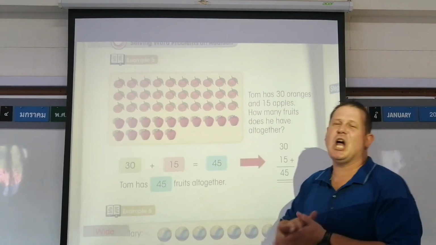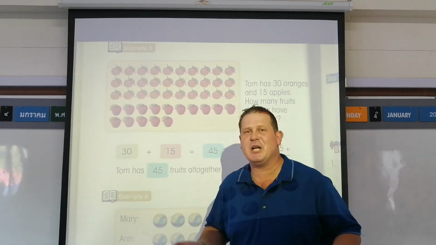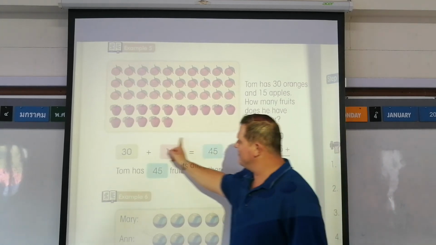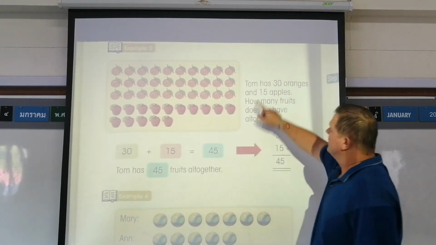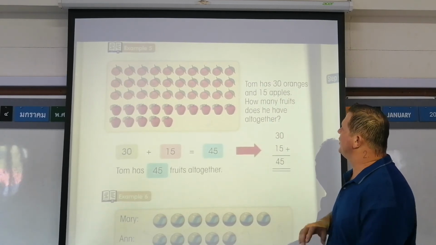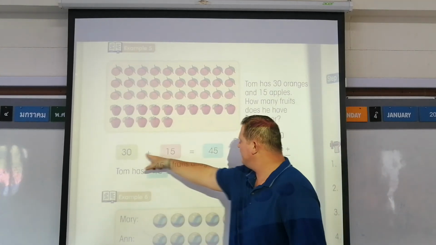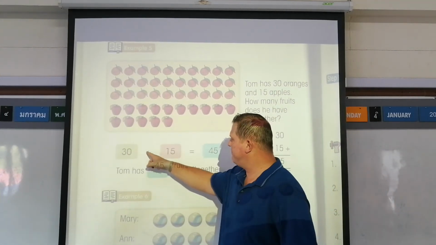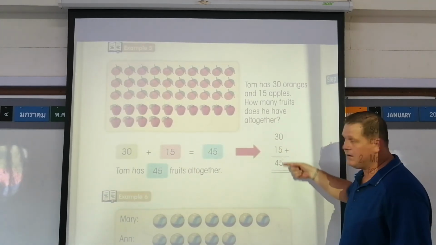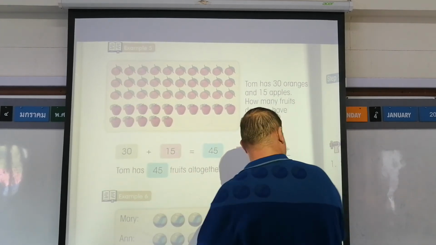Guys, we've done so many word problems. By now, you guys have to be experts at word problems, all right? Remember, this is a mathematical sentence. Tom has 30 oranges and 15 apples. How many fruits does he have all together? So you're going to write the mathematical sentence. 30 plus 15 equals, then you do the math, right? And you get the answer, okay? All right, guys, let's see what else is there.